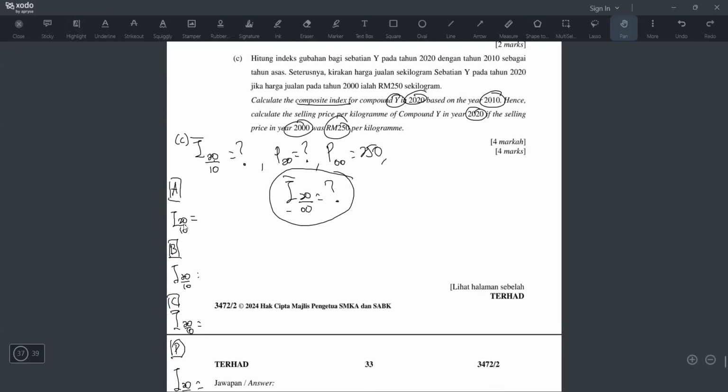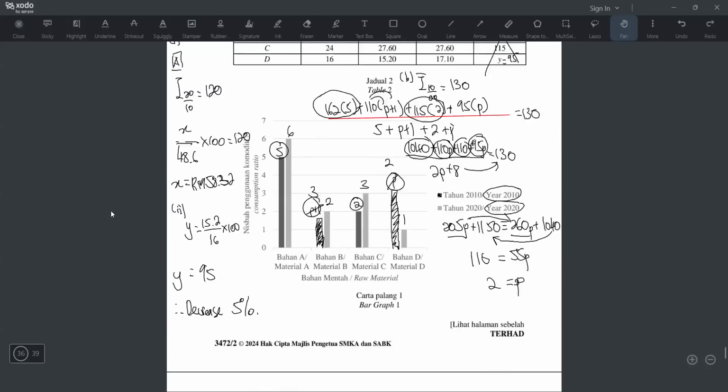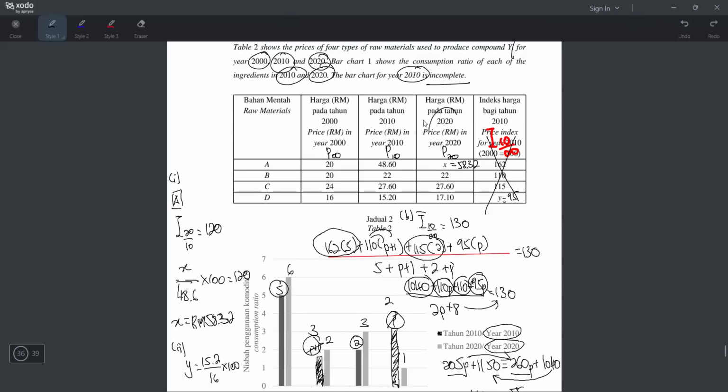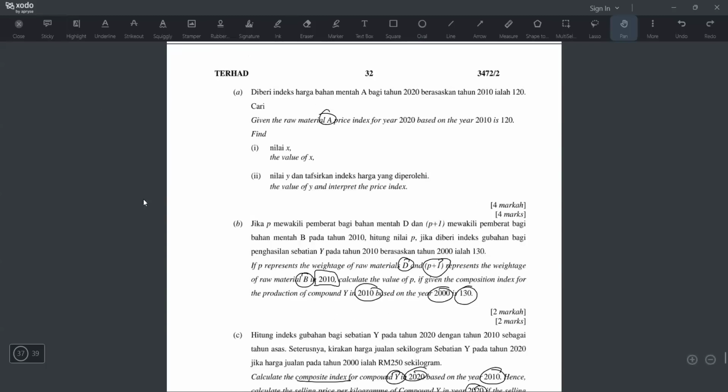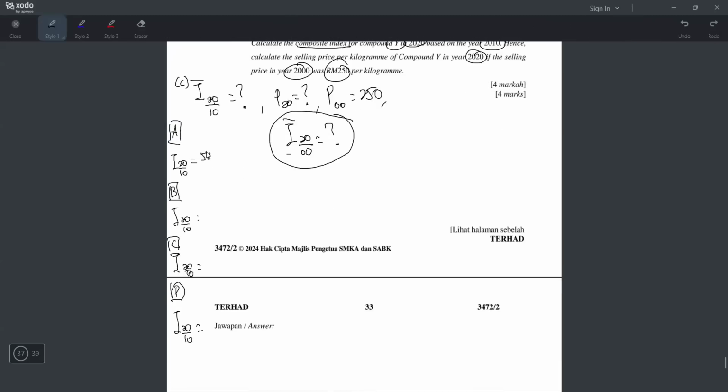Okay, let's do the I first. So 2020 based on 2010 for A. So of course we have to focus on the 2020 and 2010 punya price. So it will be 58.32 divide 48.6 times 100. Okay, let's tekan calculator. 58.32 divide oh, this one is 48.6, not 42. Silap. 48.6. Okay, so what's the answer?